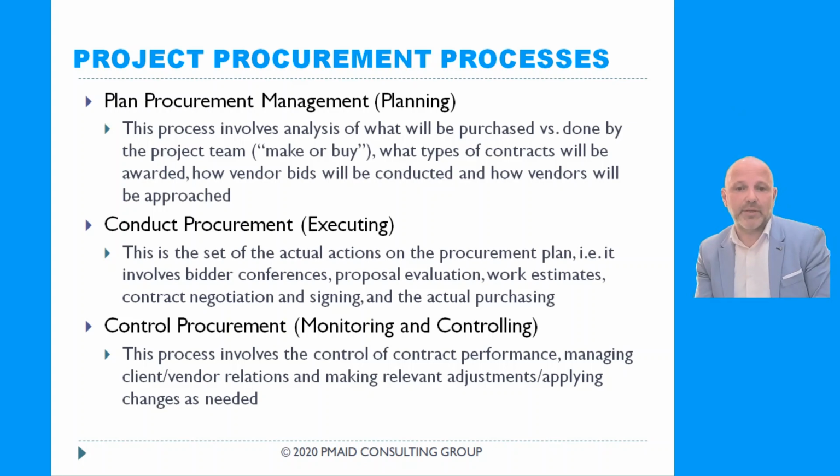Control procurement, monitoring and controlling. How do we control procurement? This process involves the control of contract performance, managing client-vendor relations, and making relevant adjustments, applying changes as needed. Yes, as we go through the project, we can see that some of the procurement mechanisms that we planned do not necessarily work. And in that case, changes may be required, and then we may adjust our procurement management plan.